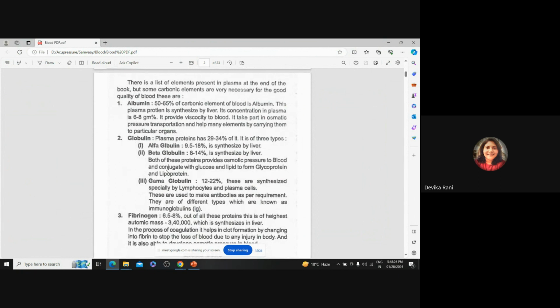And there are also some elements present in the plasma which are necessary for the good quality of blood. Now, the first is albumin. This is a plasma protein which is synthesized by the liver. Its quantity is the maximum, 50 to 65%. It provides viscosity to blood, which means it provides thickness to blood.